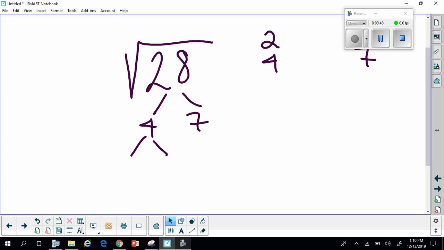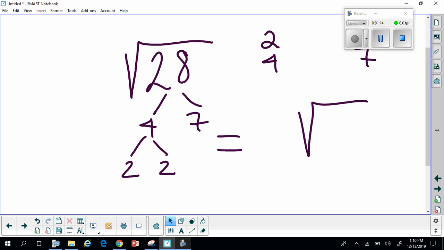Well, I know that 4 is made up of 2 times 2. And remember that the two numbers that come off of the number above should multiply to get this number. 7 is a prime number. It has no factors other than 1 and 7. So I know that, for example, this would be equivalent to this.